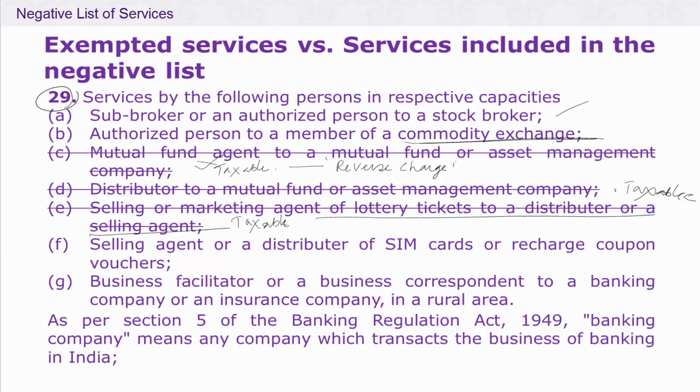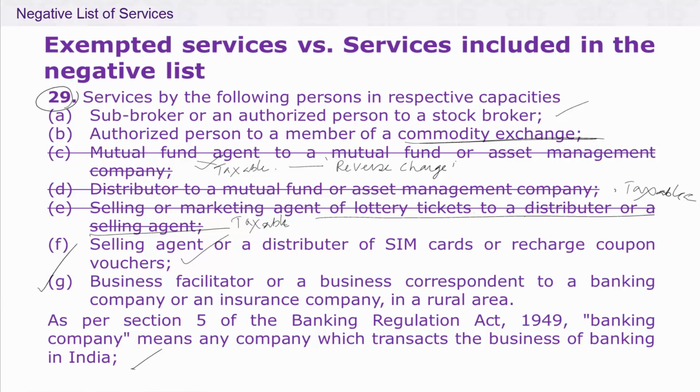Of course, selling agent or a distributor of SIM cards or recharge coupon vouchers is deliberately still enjoying exemption. Otherwise, nobody is paying tax, so why keep it taxable? Business facilitator or a business correspondent to a banking company or an insurance company in a rural area has been explained there. As per Section 5 of the Banking Regulation Act, a banking company means a company which transacts the business of banking in India. This is a definition. Now mutual fund items C, D, E became taxable. The rest still enjoy exemption.